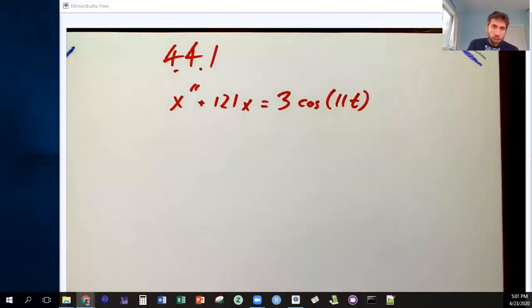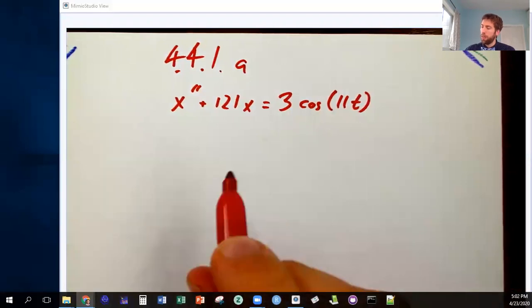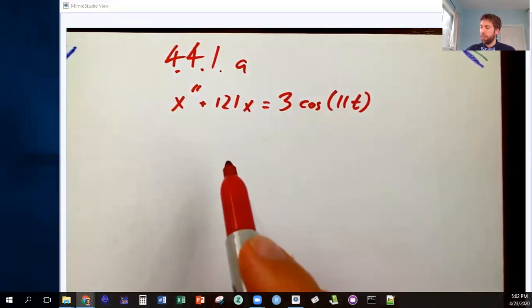This is differential equations, section 4.4. We're doing activity 4.4.1, part A right now. So here, I've got x double prime plus 121x equals 3 cosine 11t.